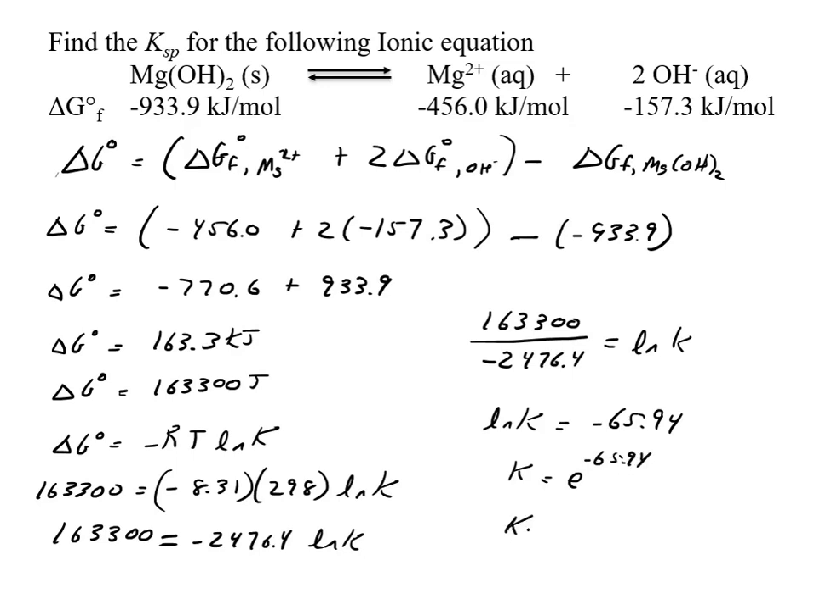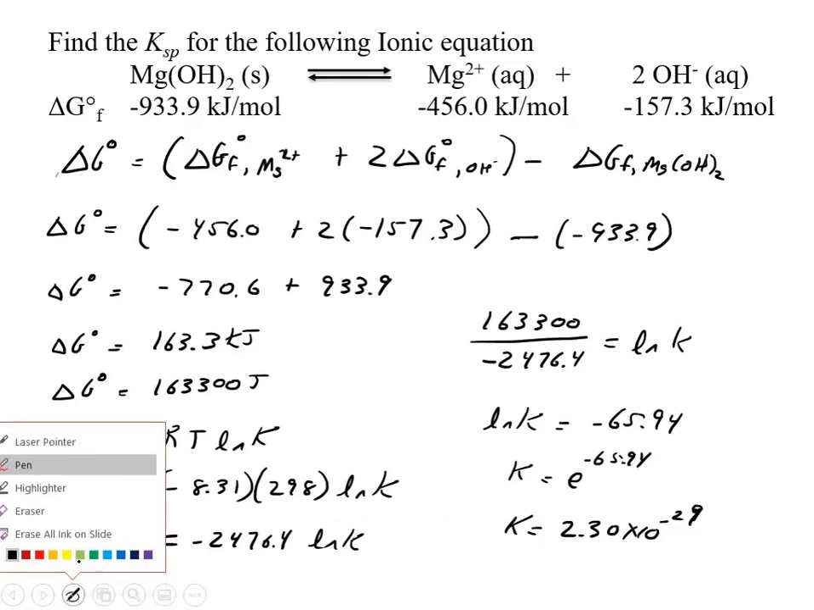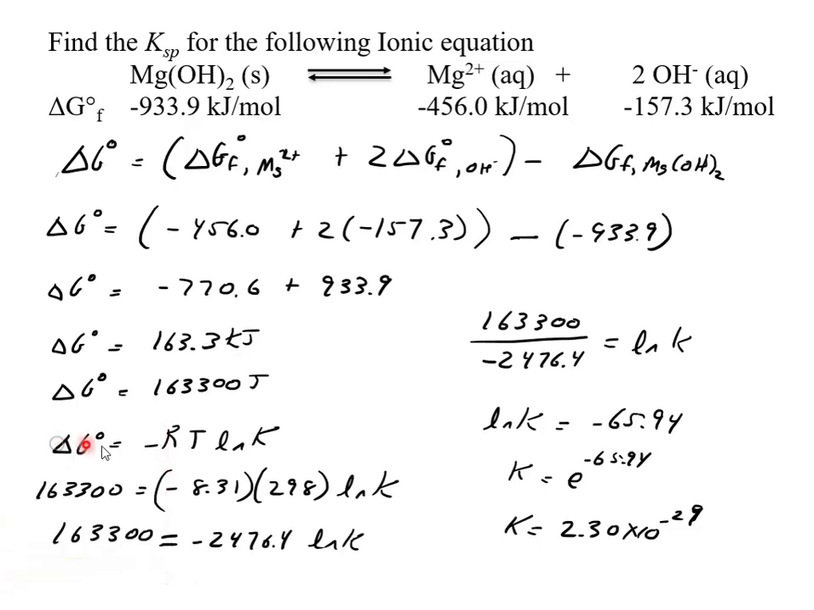So K ends up being 2.30 times 10 to the negative 29. Okay, and again, a very small equilibrium constant means it's mostly reactants. This negative 29 means that it's mostly reactants here. And a positive delta G also means it's non-spontaneous, so those two things agree. And that is the end of this video.